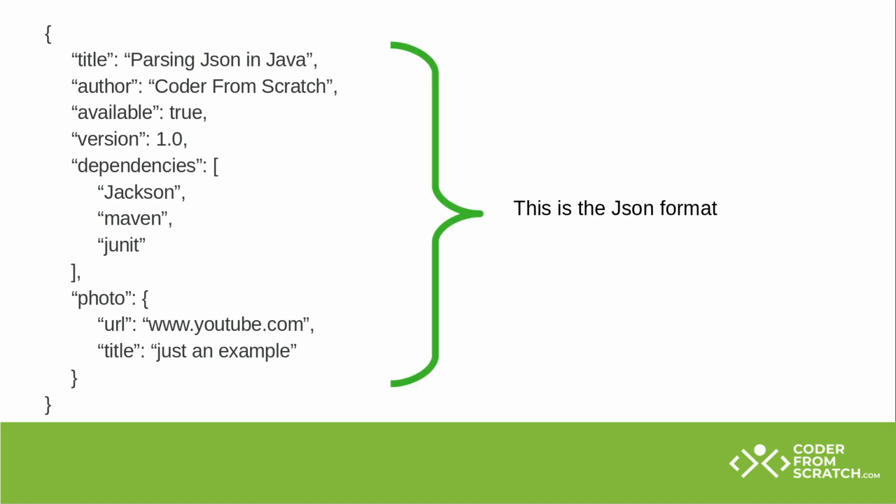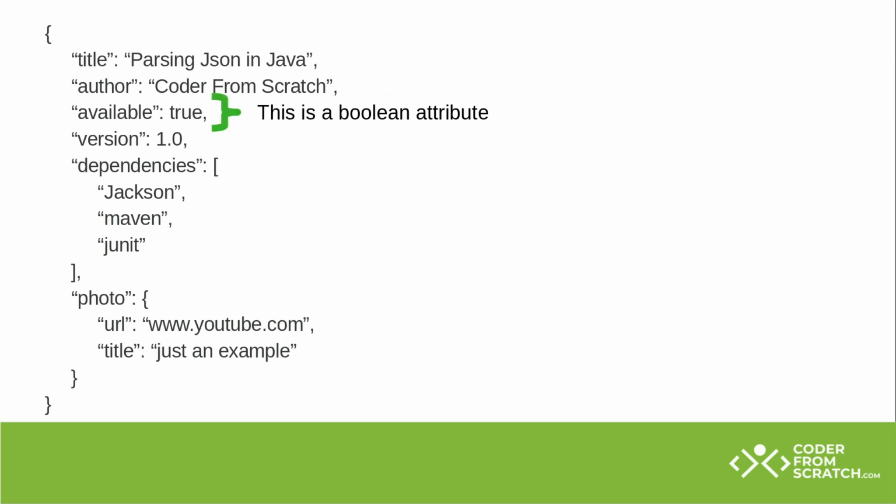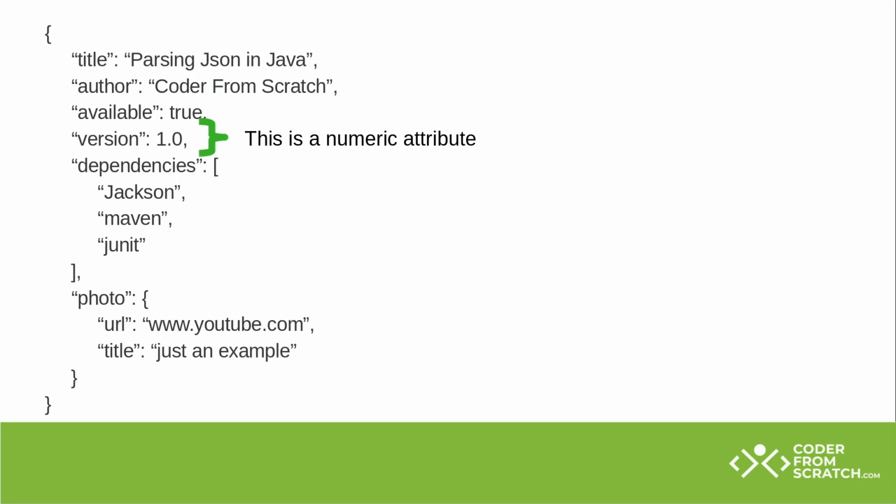Let me just give you a quick introduction. JSON stands for JavaScript Object Notation, and it's basically attribute value pairs. The attributes can be of these following types. They can be strings. These two are string attributes. They can be booleans. This one is a boolean attribute. They can be numeric attributes, and it doesn't matter if it is an integer or a floating point.